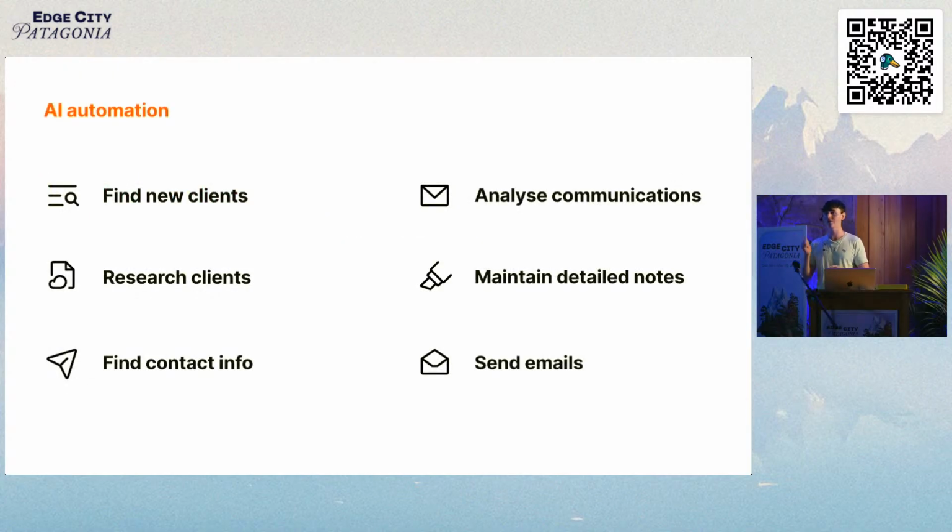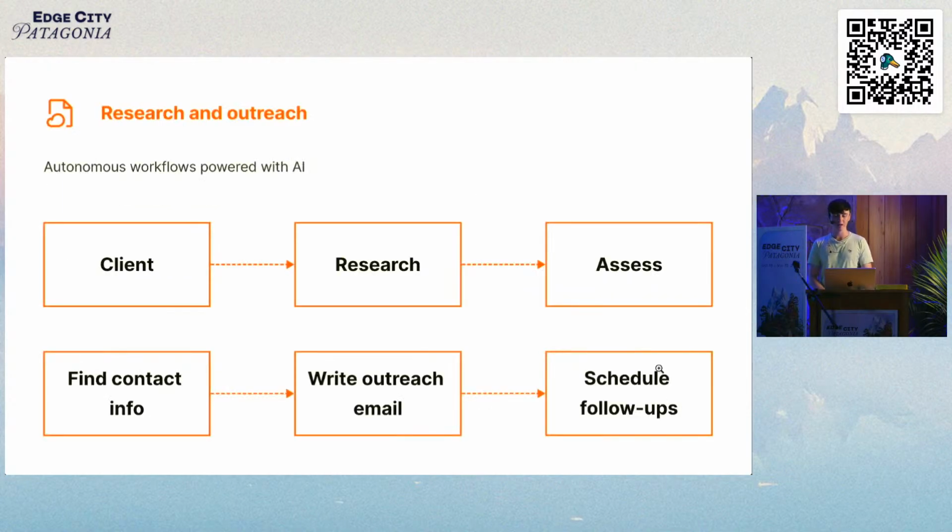These are the kinds of things I wanted with AI automation. I wanted to find new clients. Once I had these clients, I wanted to research them and find their contact information. I wanted the ability to analyze communications, such as emails and texts. I wanted AI to keep detailed notes on the client and also to send emails.